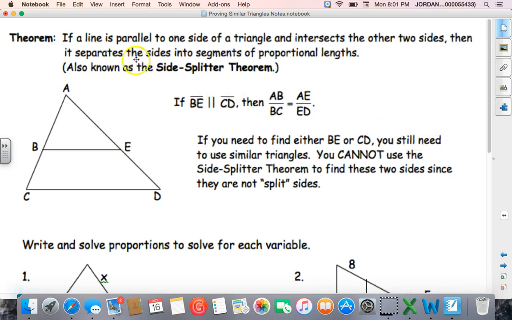Okay, so basically what this says is that if a line is parallel, just like we've been talking about, to one side and intersects the other two sides, then it separates the sides into segments that are proportional. So basically right here you see AB over BC. This is AB over BC is going to be equal to AE over ED. So you don't have to worry about the whole. You can just set the two segments as fractions, and they should be proportional if this is parallel to CD. Alright, so sometimes this could be a little bit easier to use.